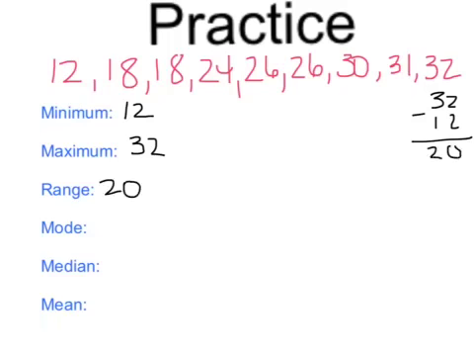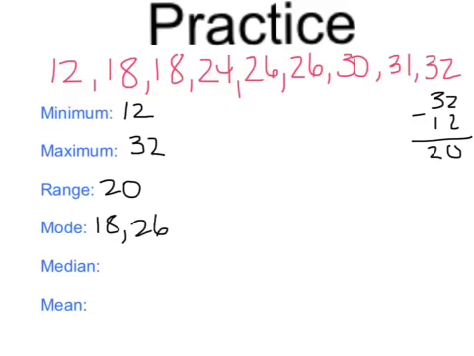The mode is the number that appears the most often, and this set of data is kind of unique because it has 18 2 times and 26 2 times. So that means that in this case there are 2 modes, 18 and 26.